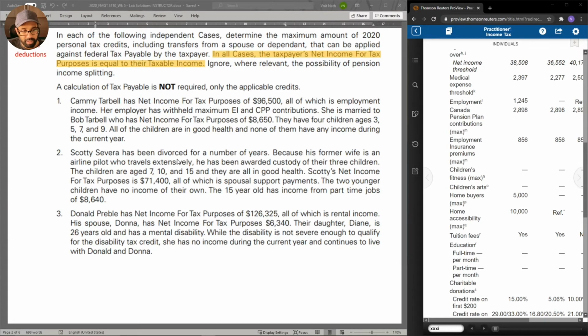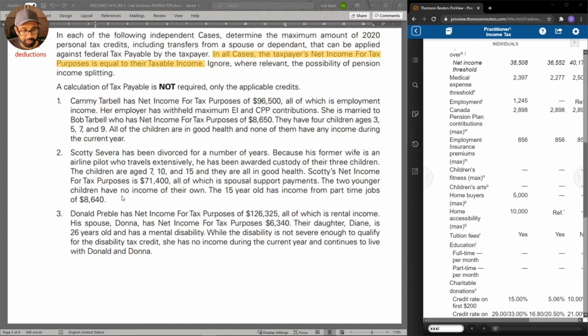Scotty Severa has been divorced for a number of years. Because his former wife is an airline pilot who travels extensively, he has been awarded custody of their 3 children. The children are aged 7, 10, and 15, and they are all in good health. Scotty's net income for tax purposes is $71,400, all of which is spousal support payments.